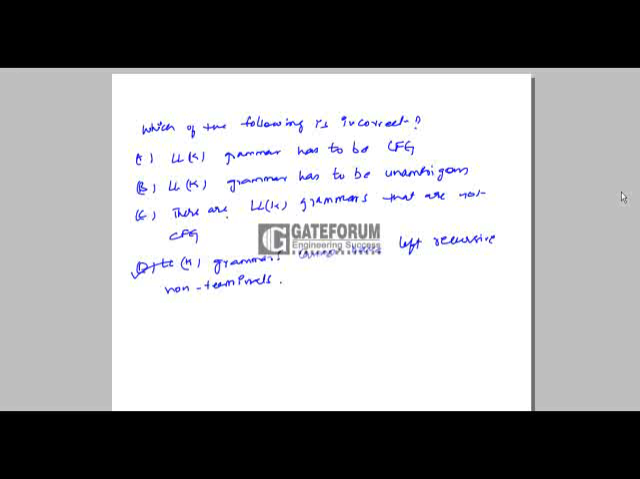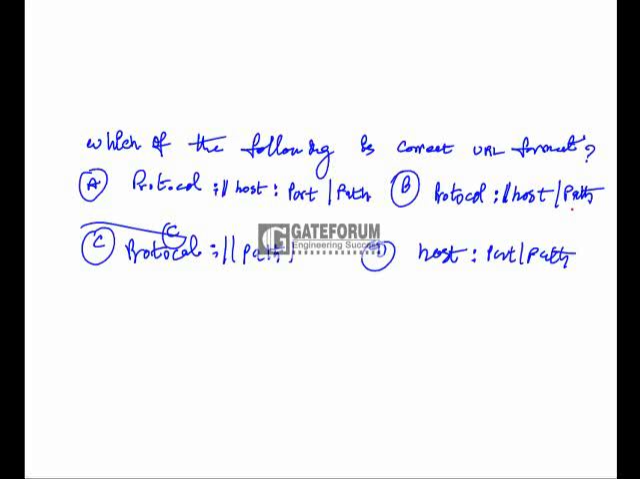Option C, there are LL(k) grammars that are not CFG. Here all the LL(k) grammars are CFG, context free grammars. So this is false. Option C is false. Option B, LL(k) grammar has to be unambiguous. Even this is also true. All the LL(k) grammars are unambiguous and free from left recursion. And option A, LL(k) grammar has to be CFG. Even this is also true. So here the correct option is option C.